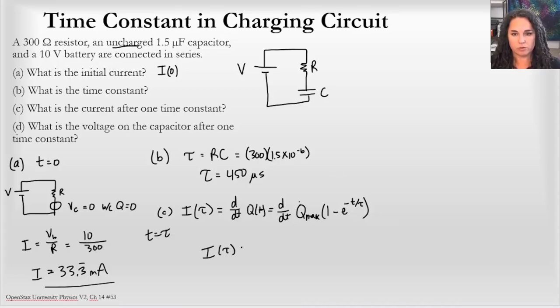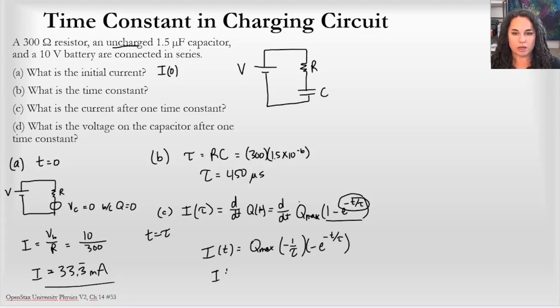I of t in general is going to be Q max. Going to keep the Q max out front. The derivative of this term is going to be negative e to the negative t over tau times, I have to take the derivative of the exponent, negative 1 over tau, times negative e to the negative t over tau. I'm just keeping track of all those negatives. You can see this negative cancels out that negative when I multiply them together.